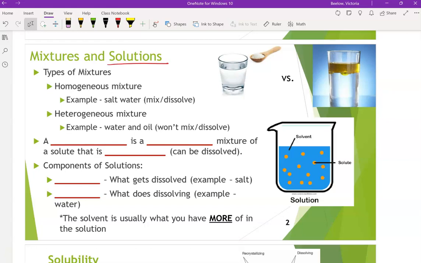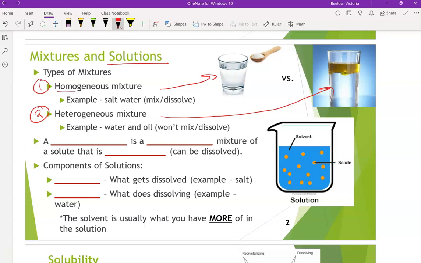Now, a solution is a type of mixture, okay? And there are two different types of mixtures. You can have homogeneous and heterogeneous. So homogeneous, homo means same, so it's the same throughout. So salt water, okay, the salt will dissolve in the water and then it will be uniform throughout. Versus something that would be heterogeneous is where we're not going to see things mixing. So like oil and water would be a good example.